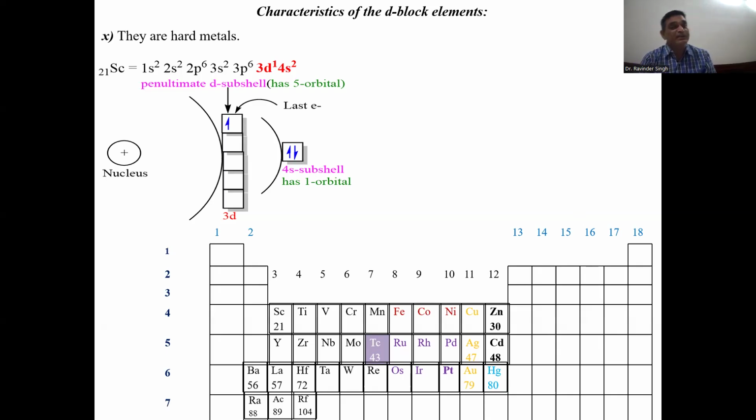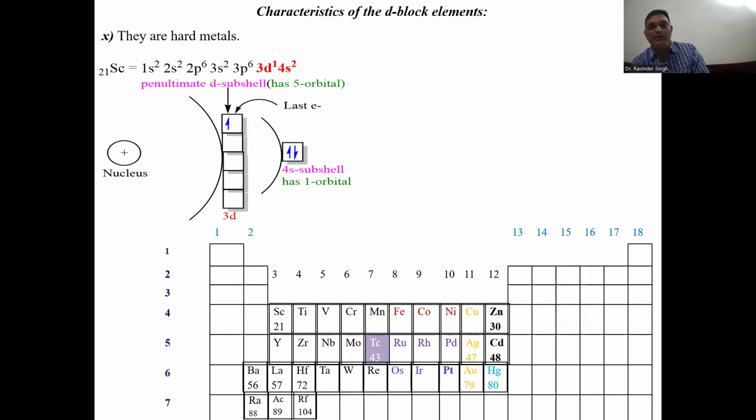They are hard metals. In a similar way, the number of unpaired electrons moving from scandium to zinc initially increases up to the middle, so the number of intermetallic bonds increases. So the hardness increases, because hardness means the interaction between metal and metal. That interaction depends upon how many bonds are formed between these metals. Up to the middle the number of unpaired electrons increases, so the number of intermetallic bonds increases, so hardness increases.